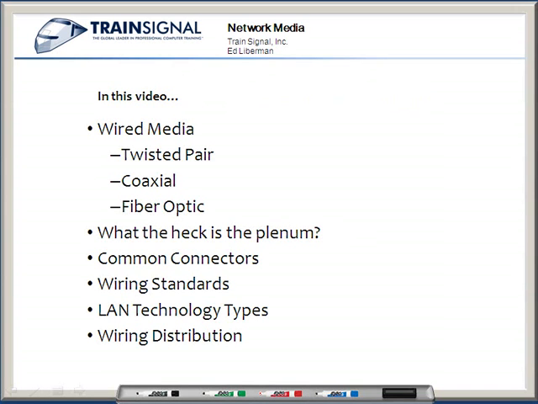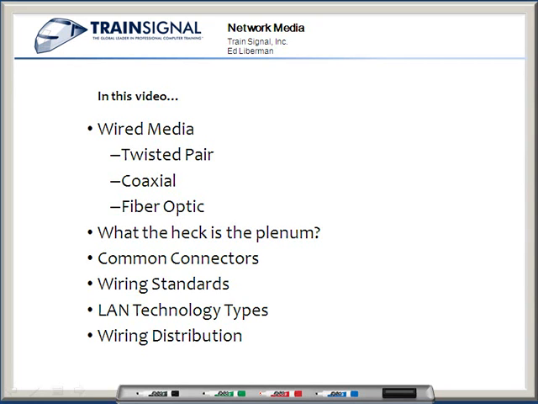In this video, we're going to talk about wired media. Now, we learned in the last video that media is what we used to connect computers to each other in a network. We also learned that there's both wired media and wireless media. Well, in this video, we're going to talk about wired media, or cabling.